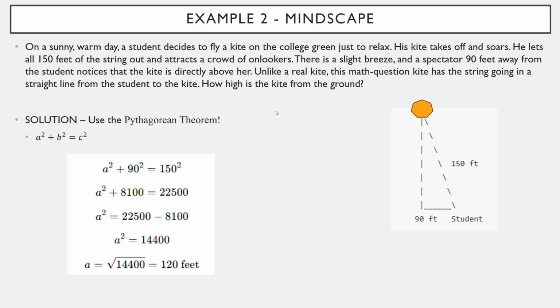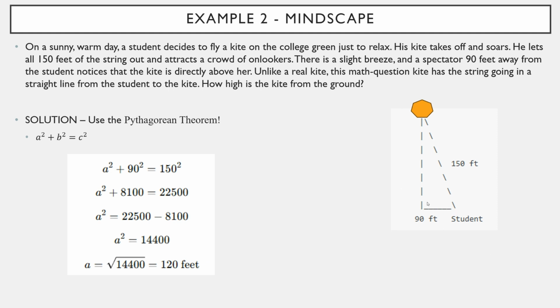All right, here's the last one. On a sunny, warm day, a student decides to fly a kite on the college green just to relax. His kite takes off and soars. He lets all 150 feet of the string out and attracts a crowd of onlookers. Okay? There's a slight breeze, and a spectator.